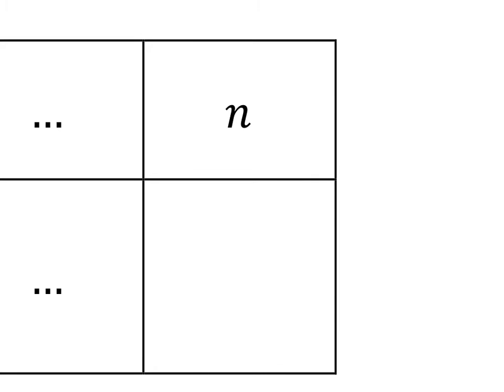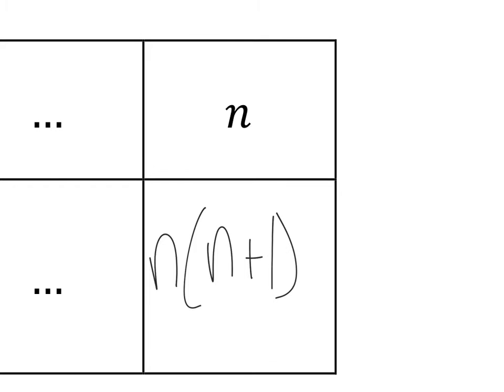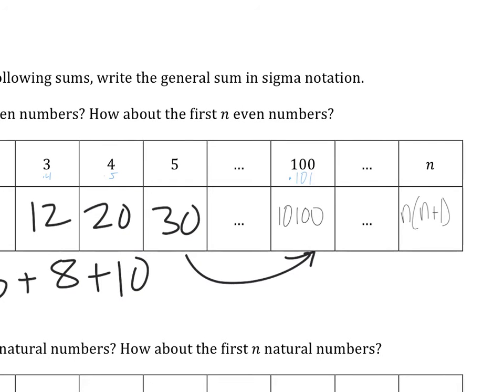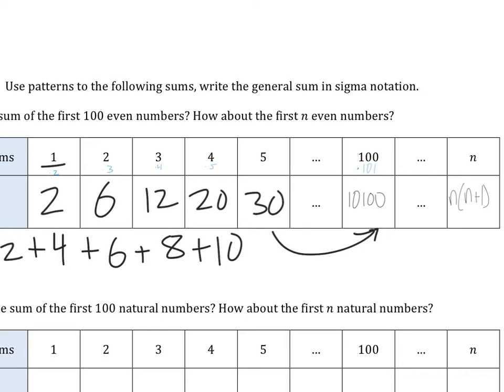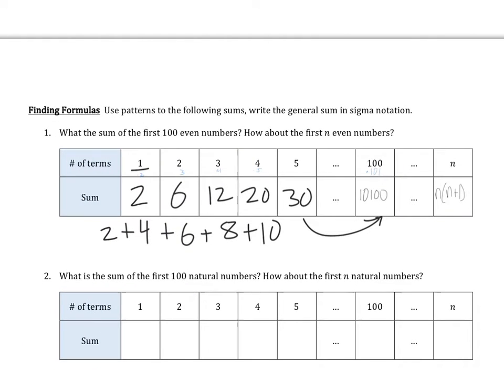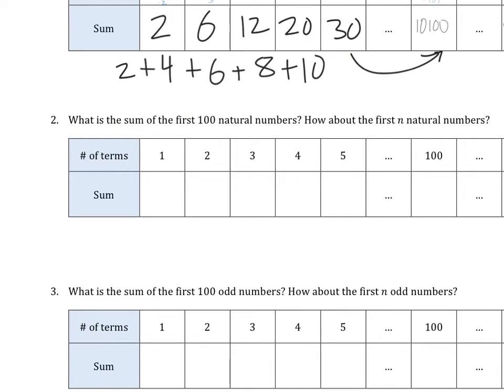So that's n, let's try that again. That is n times the number that comes after n, and that's n plus 1. So there we have a formula. If you want to find the sum of the first n even numbers, we can just use this formula, and you've got your answer. We don't actually have to add them all up. That's handy.